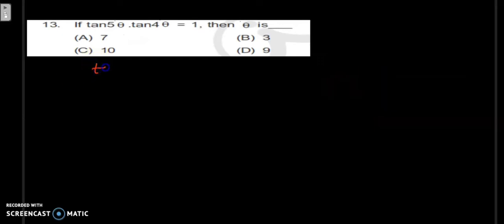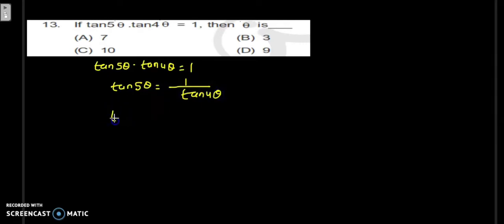Question number 13. Trigonometry. It is given tan 5 theta dot tan 4 theta equal to 1. So you can write tan 5 theta is equal to 1 upon tan 4 theta. That means tan 5 theta is equal to cot 4 theta.